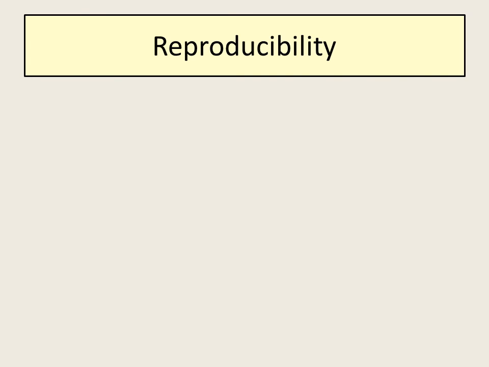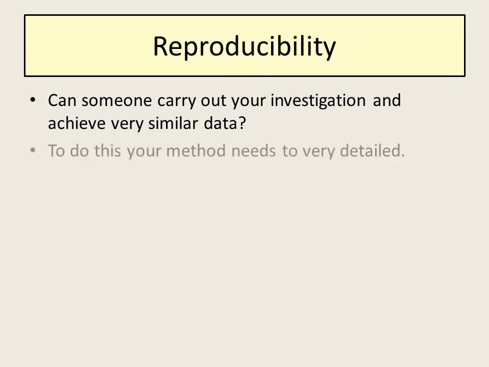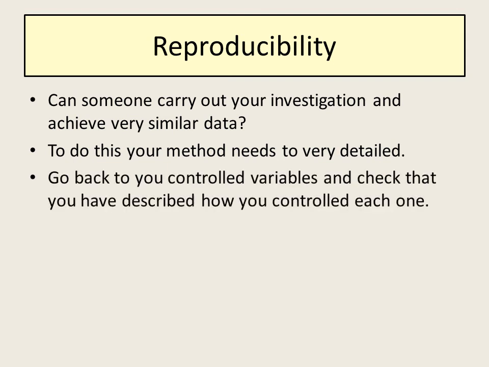This is a different term, reproducibility, which people often confuse with repeatability, but what it means is, can somebody else carry out your investigation and achieve very similar data? To do this, your method has to be very detailed. So to describe your investigation as being reproducible means that somebody else can follow your method exactly the way you've done it and get a similar set of results.